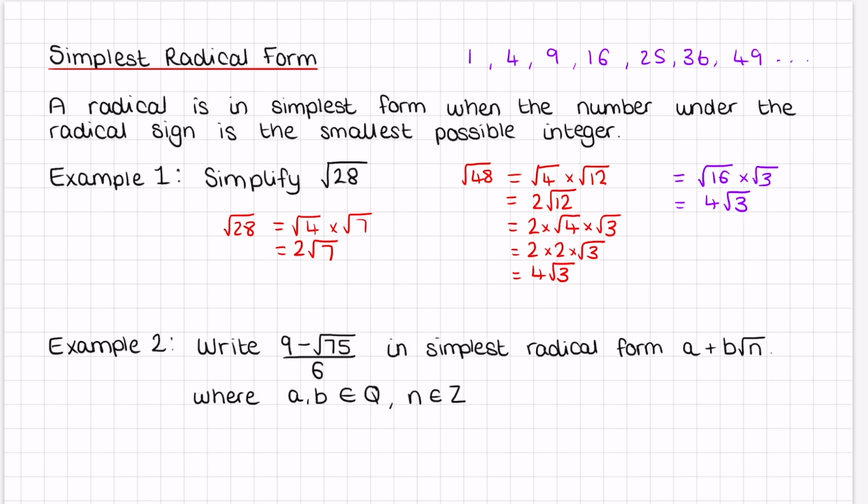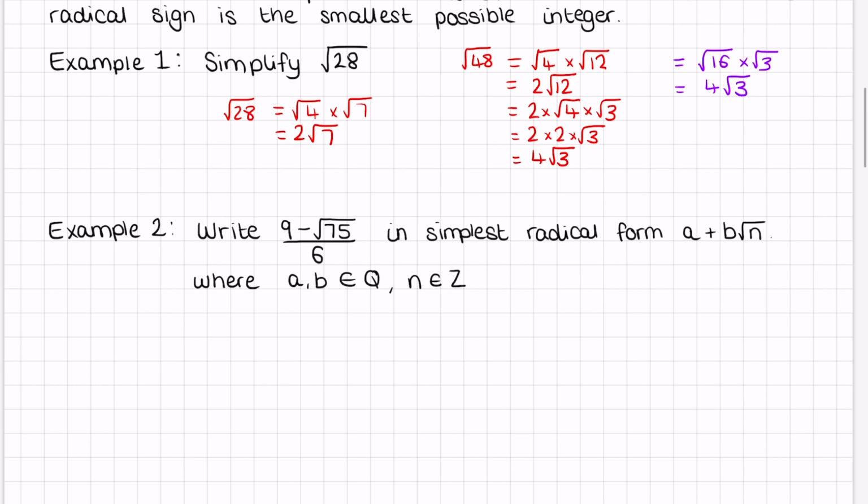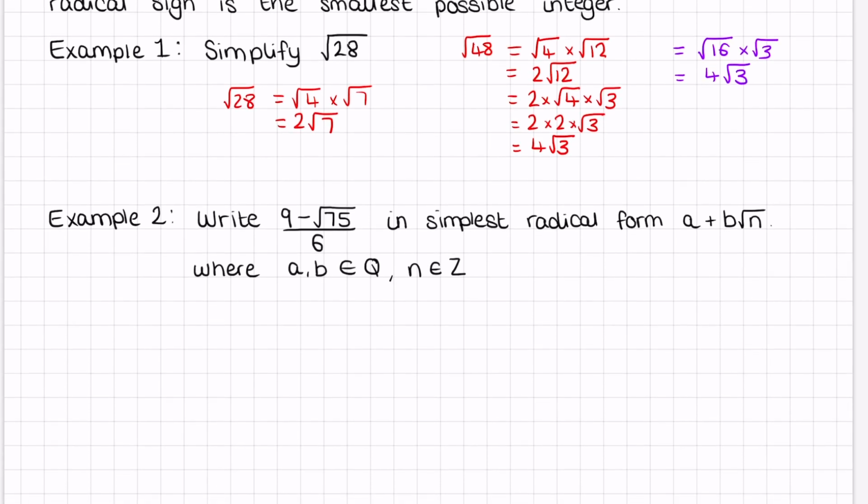Then example 2: write 9 minus the square root of 75, all over 6, in simplest radical form of a plus b square root of n, where a and b are elements of Q, which remember are rational numbers, and n is an element of Z, so an integer. So a and b have to be rational, n has to be an integer, and we need to write it in this form of a plus b square root of n.